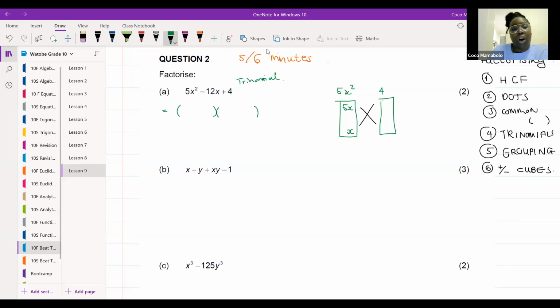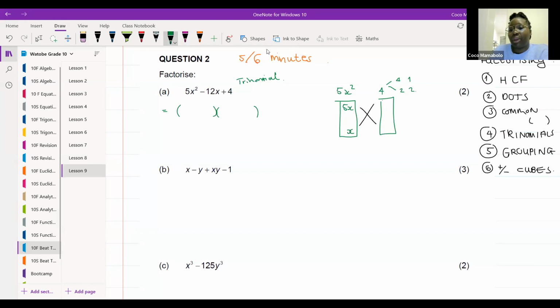Now, 4, however, is going to have 2 different sets of factors. It's going to have 4 and 1, and it's also going to have 2 times 2. I need 12x. Let's say maybe we put 4 so that it multiplies with 5. Then 5x times 4 will give me 20x, and x times 1 will give me 1x, or just x. No matter which way I add or subtract these things, they are not going to give me what I want, because they're only going to give me 21x.